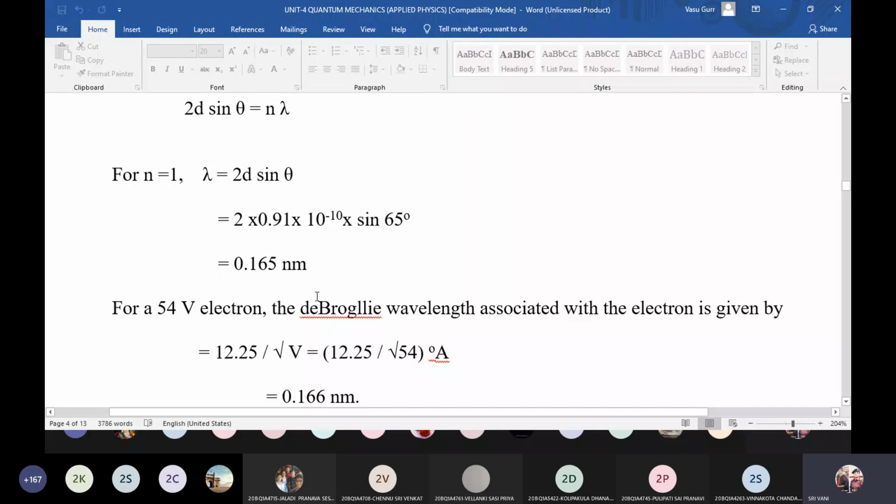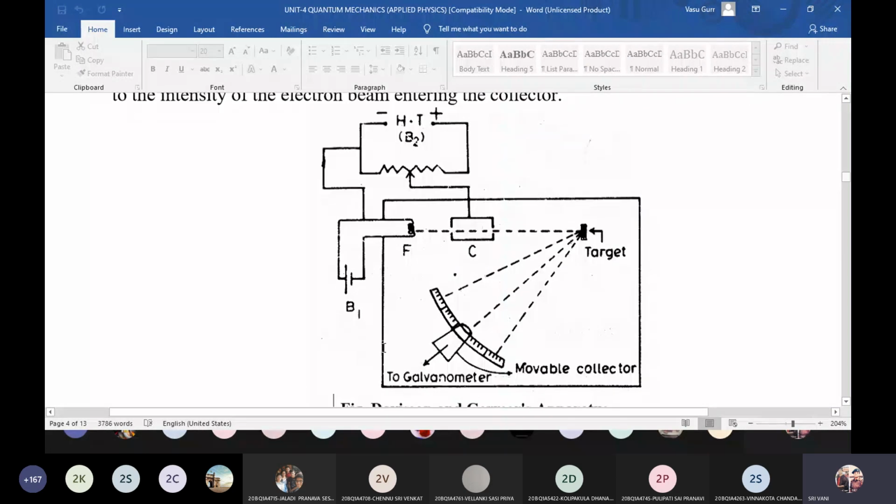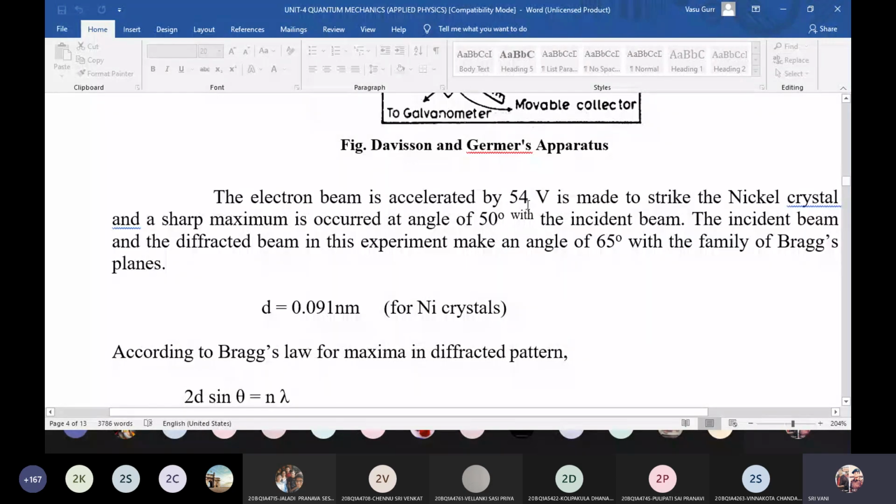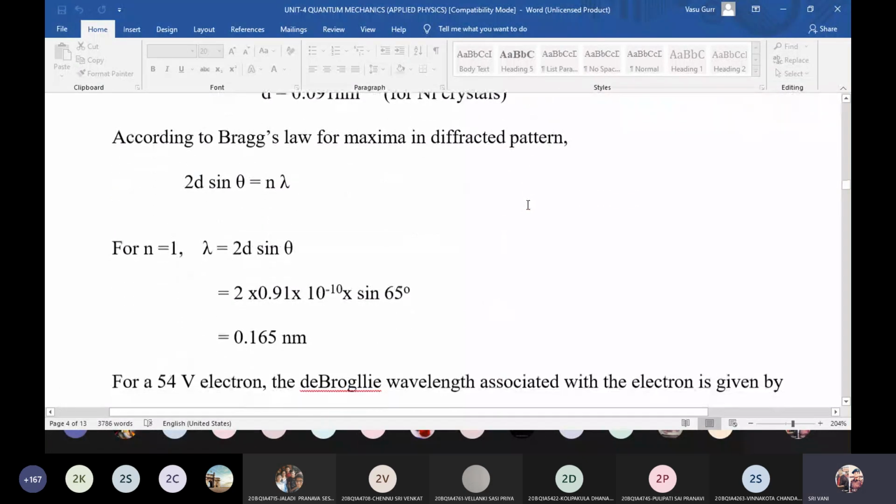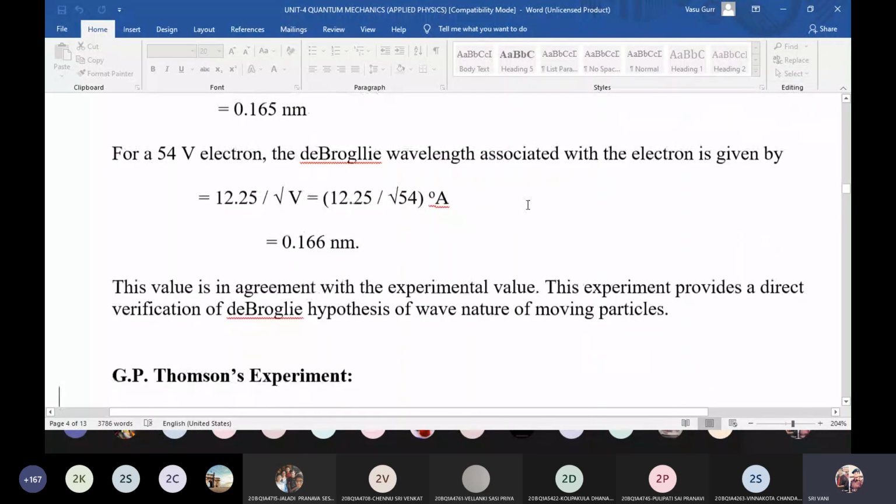So according to de Broglie wavelength, we know the formula 12.26 by root V. After the decimal point, no problem of 12.25 or 26, 12.26 by root V. That is the general formula of de Broglie in terms of potential. You have done problems also. Next, the potential applied in this experiment, as I already said, is 54 volts. Observe that 54 volts potential in the circuit. By observing this 54 volts potential, the de Broglie wavelength simplifies to 0.16 nanometers.